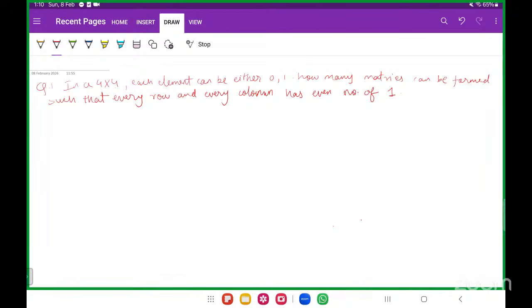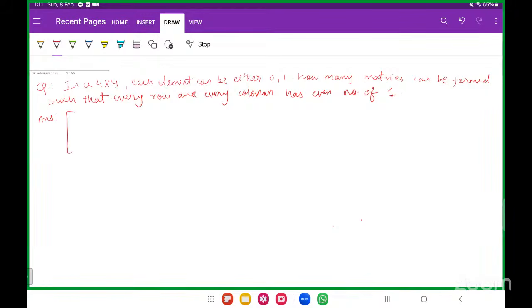If you want to select an even number, and up to n minus 1 it is odd, then the last one will be 1. And if up to n minus 1 it is even, then it should be 0. I discussed this in the last lecture. So what you can feel here, if there is a 4 cross 4 matrix, for the 3 cross 3 part, you can take any entry as per your choice.